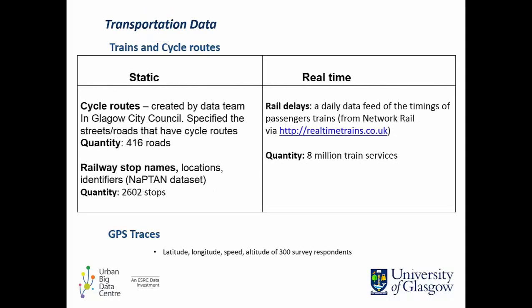The next strand was connected with transportation data. So we got some static data about cycle routes from Glasgow City Council. We have also railway stops and railway stop names, locations, and identifiers from the NaPTAN database. And also, to make it more real time, we have a daily data feed on timings of passengers' trains. So it's a real time feed about the train delays.